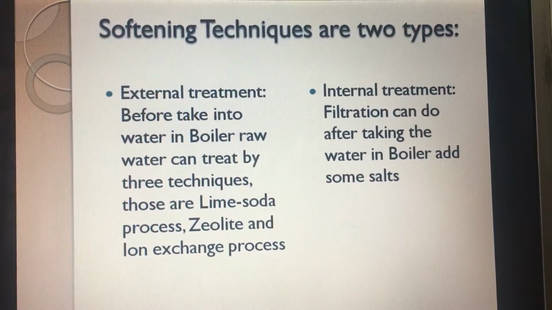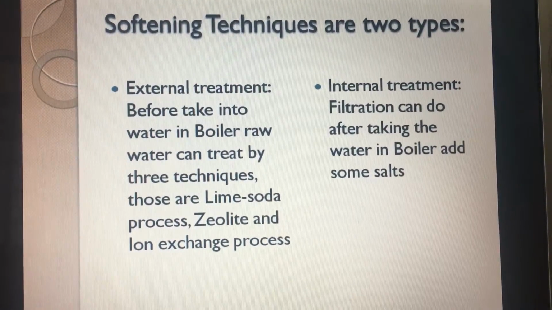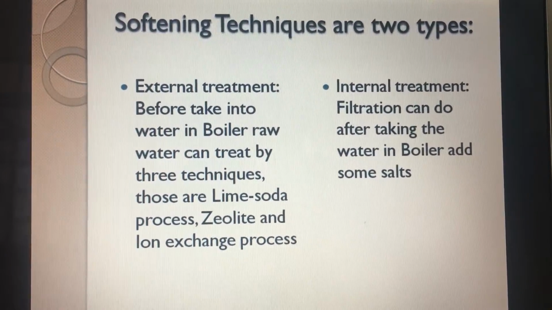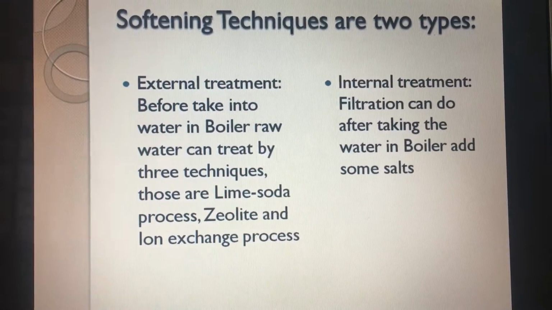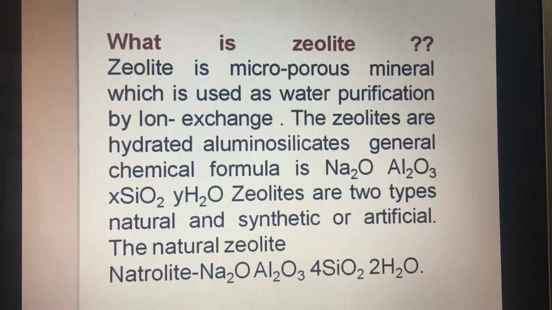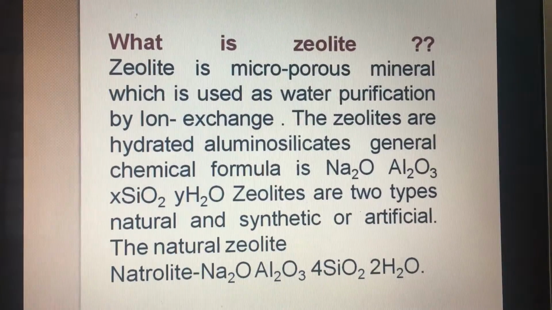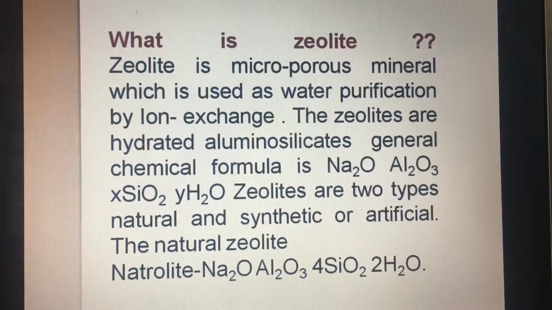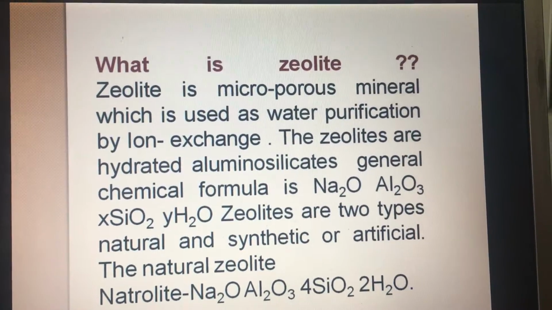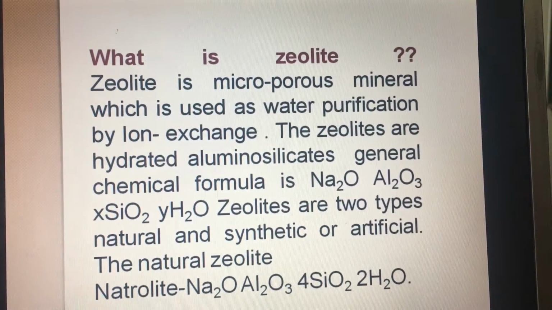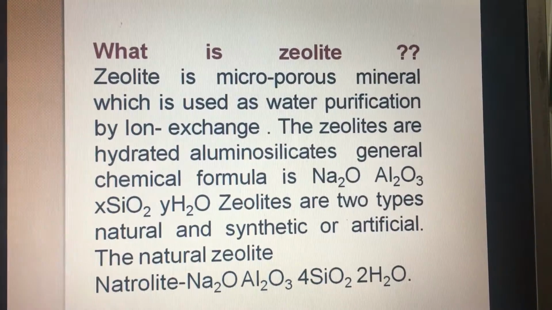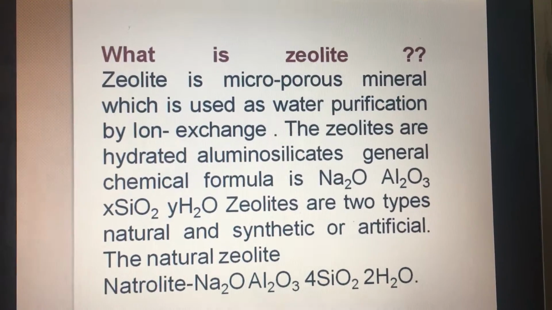In external treatment we have the lime soda process, zeolite process, and ion exchange process. Today's topic in this session is the zeolite technique for removal of hardness in water. Zeolite is a microporous material with the general formula sodium oxide, alumina, silica, and water. It is again of two types: natural zeolite and artificial zeolite.